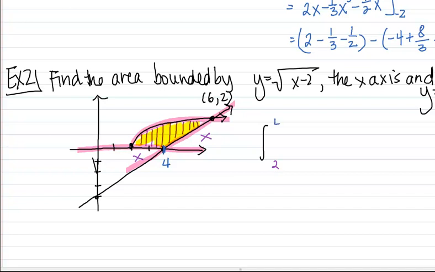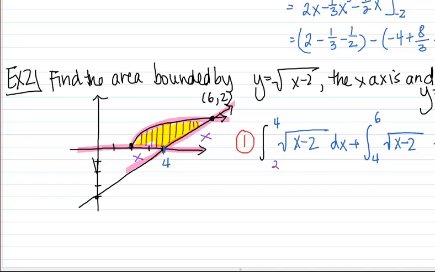So our integral is going to be from 2 to 4 of the square root of x minus 2 dx, and then we would have to add the integral from 4 to 6 of the square root of x minus 2, and then minus the line, minus (x minus 4) dx. This is our top function and then our bottom function. Okay, so this is one way to approach this problem, and I trust that you guys can integrate this after having spent so much time on integration in Chapter 6.